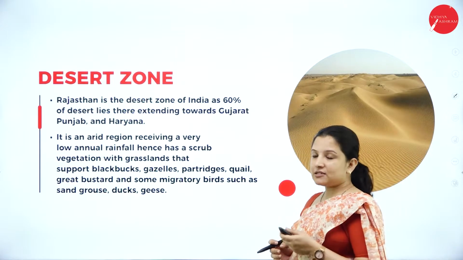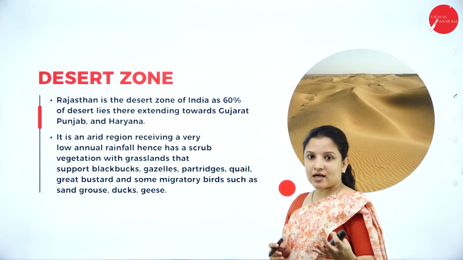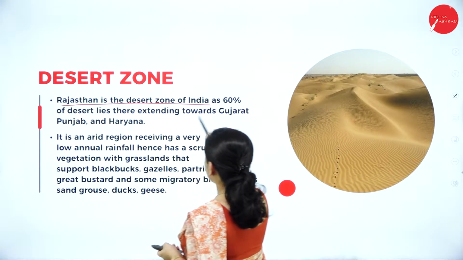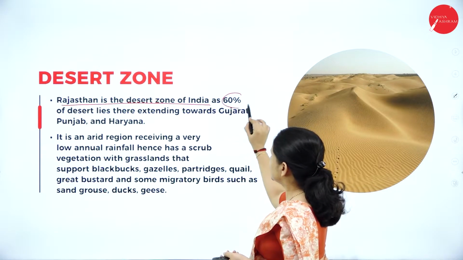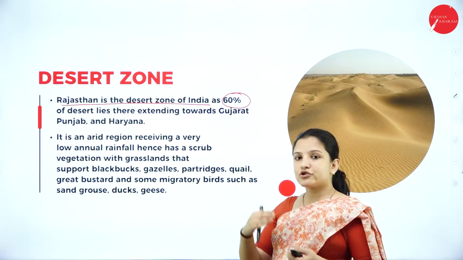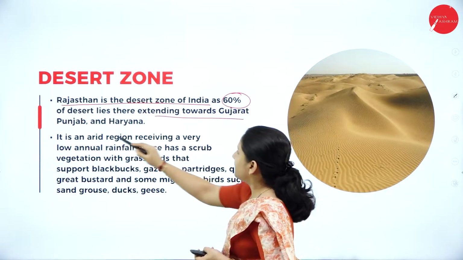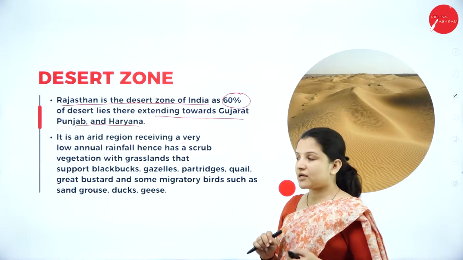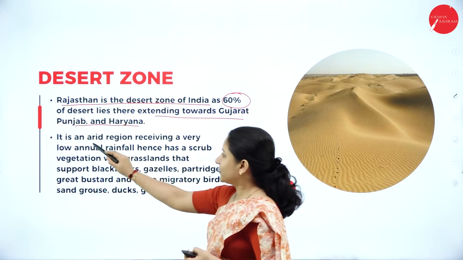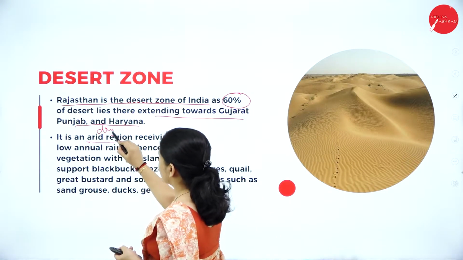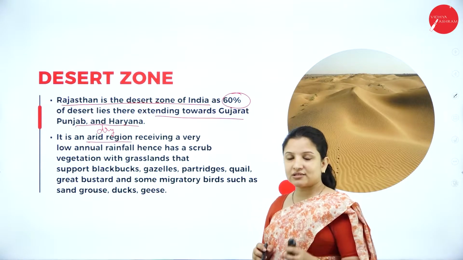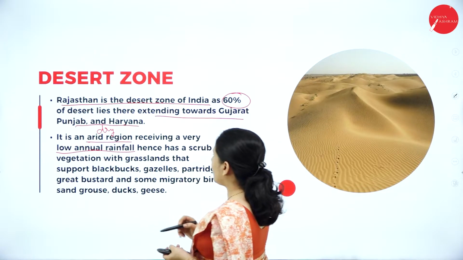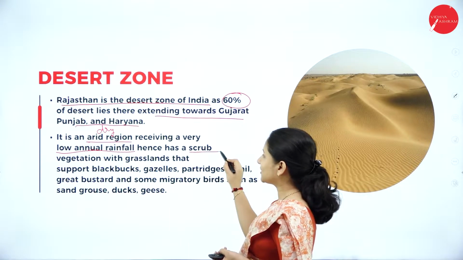So next is the desert zone. Rajasthan is the major desert zone in our country. As 60% of the desert lies in Rajasthan, and a portion of it extends towards Gujarat, Punjab and Haryana. But Rajasthan is major because 60% of the desert is there in Rajasthan itself. And it is an arid, meaning completely dry, region which receives very low annual rainfall, and it has vegetation that is a scrub vegetation.